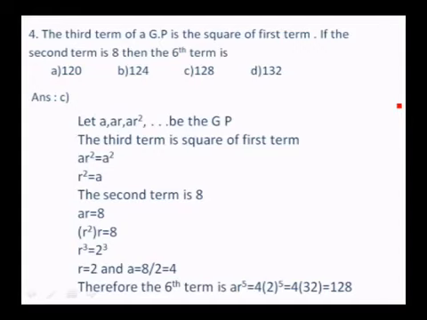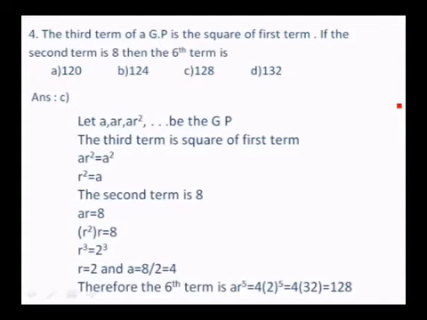The second term is 8. Therefore, ar is equal to 8. So, r square into r is equal to 8, because you know that r square is a. You can replace a by r square. R square into r is 8. That is r cube is equal to 2 cube. So, r is equal to 2 and a is equal to 8 by 2 is equal to 4. Therefore, the sixth term is a r to the power of 5, which is 4 into 2 to the power of 5, is equal to 4 into 32, is equal to 128. So, the option is C.